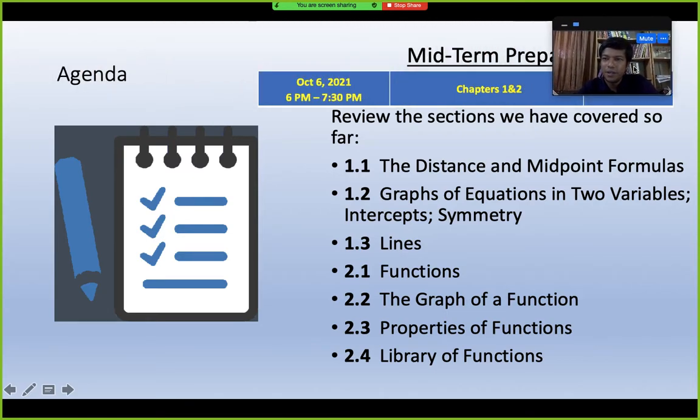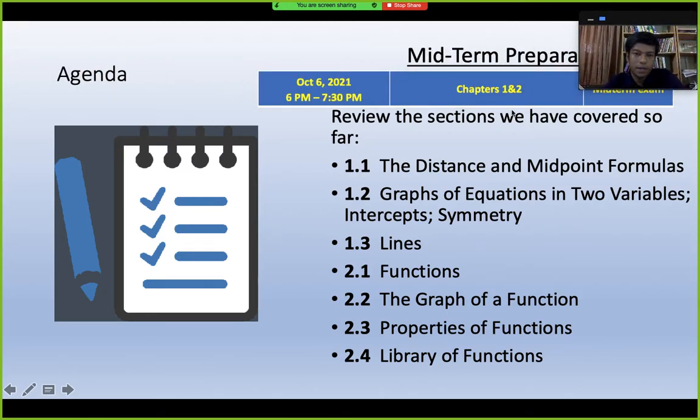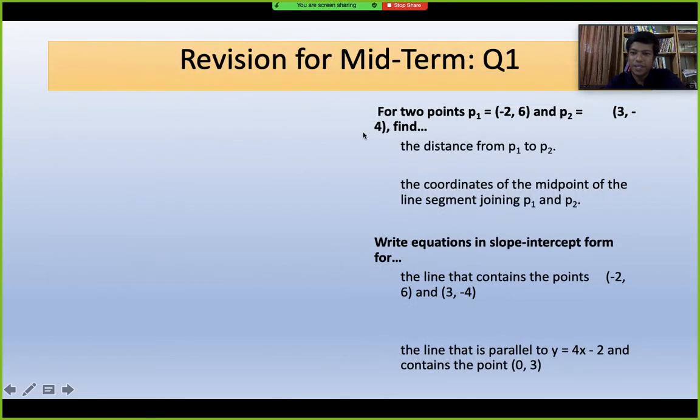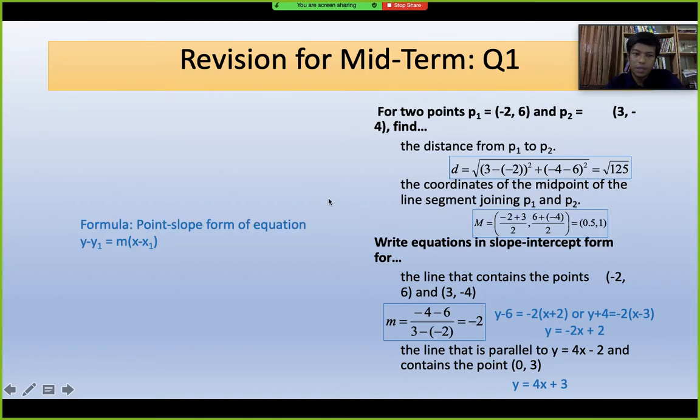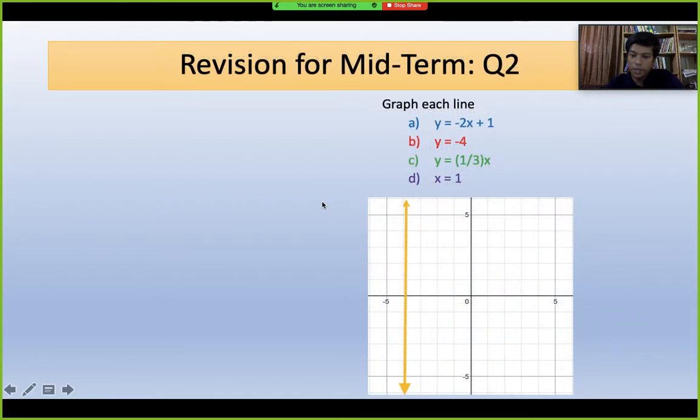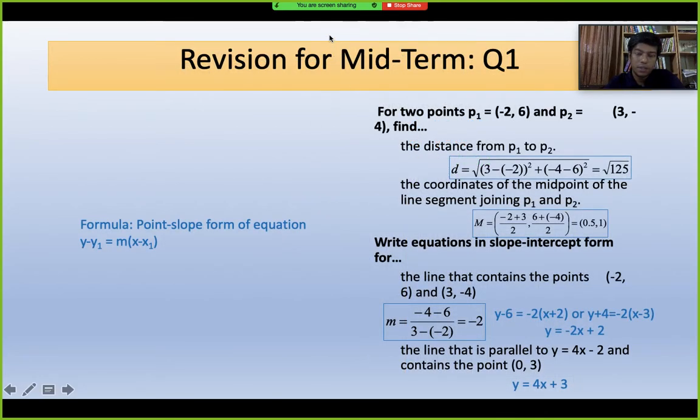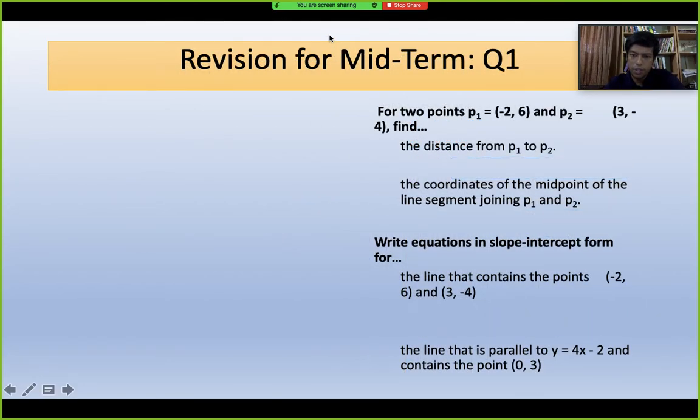Okay, so let's look at the slides. Basically, this will be exactly as our quiz 1 and quiz 2. So already you have seen that to find the distance and the midpoint, we use the distance formula and the midpoint formula between 2 points. Then we have finding the equation of lines. One important thing that we can add here is actually, let's go back.